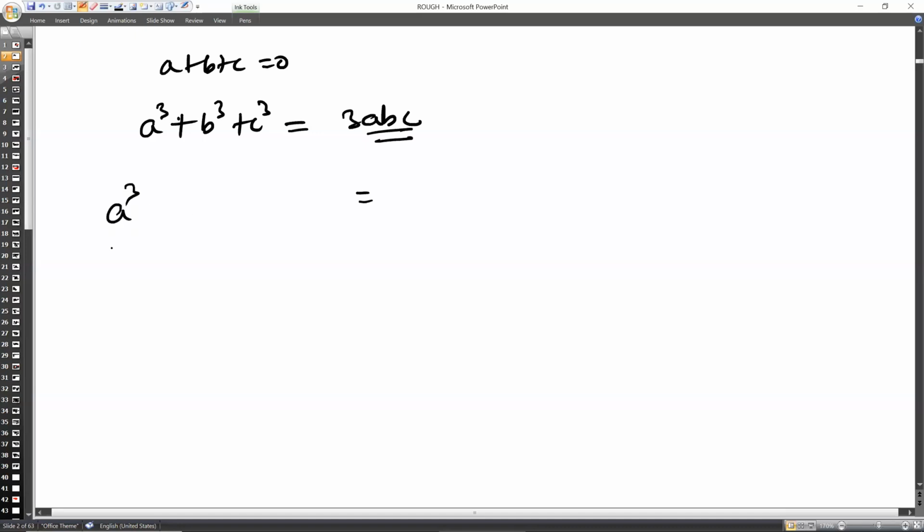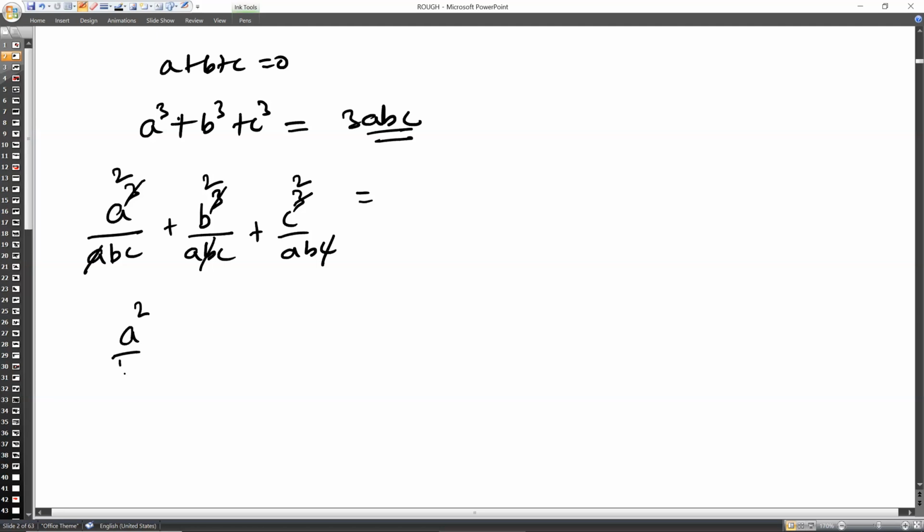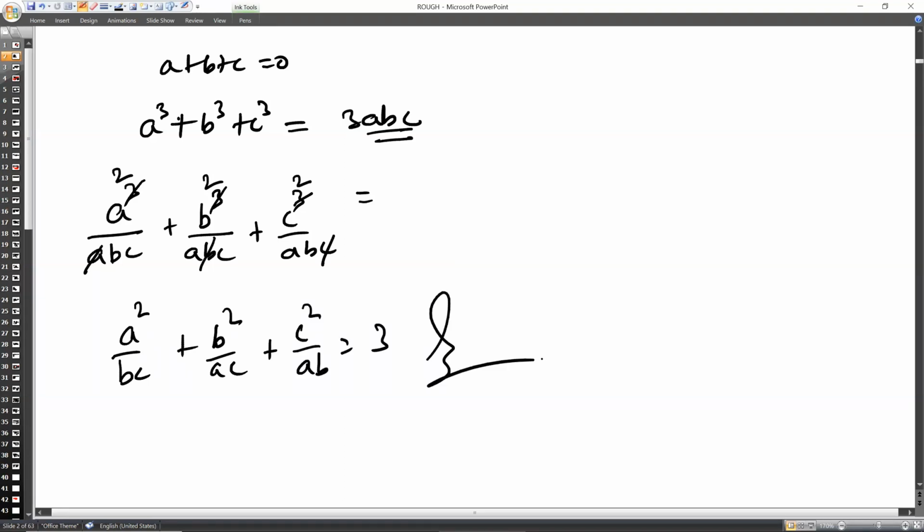We will have A cube upon ABC, B cube upon ABC, and C cube upon ABC. Now this C and C will get cancelled out, and we have A square here. This B and B will cancel out, and we have B square here. And this A and A will get cancelled out, and we have C square here. So we have A square upon BC, B square upon AC, and C square upon AB is equal to 3. And hence proved. Got it?